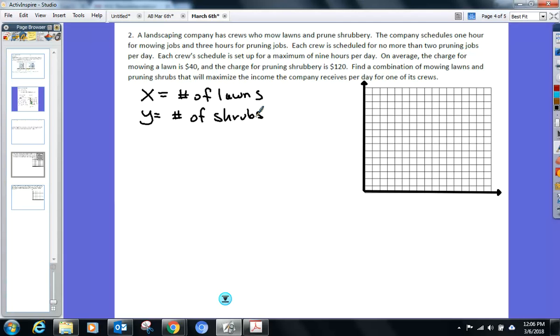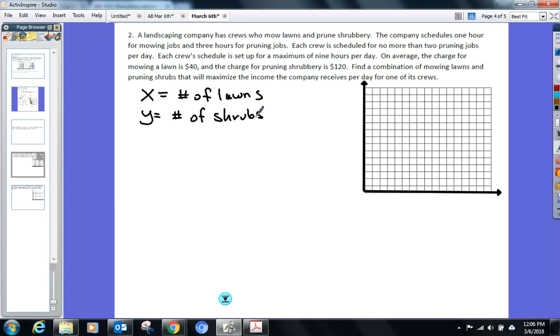All right, here you go. Let's see. Company, I'm only going to take 1 hour for the mowing and 3 hours for pruning. Each crew, no more than 2 prunes per day. That looks like a restriction. What am I charging on average here? $40 for lawn and $120 for the shrub. That'll give me my objective function, what I'm charging.